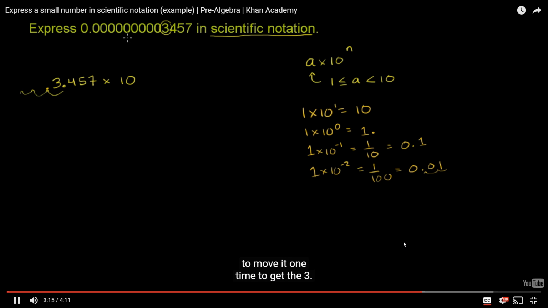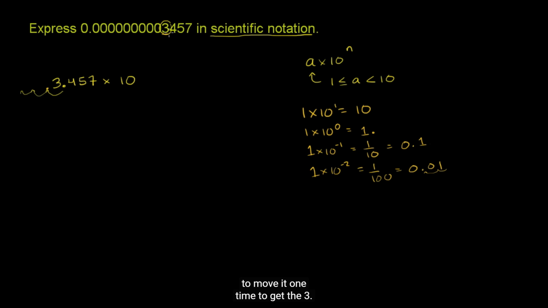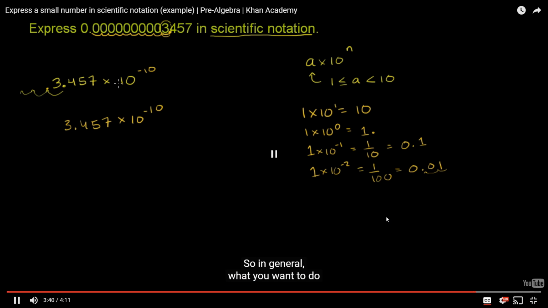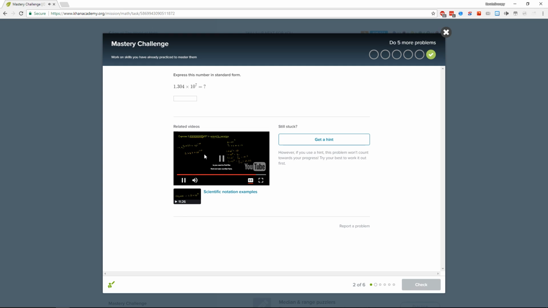So we have to move it 1 time to get the 3. If we started here, we're going to move 1, 2, 3, 4, 5, 6, 7, 8, 9, 10 times. So this is going to be 3.457 times 10 to the negative 10 power. Let me just rewrite it. 3.457 times 10 to the negative 10 power. So in general, what you want to do is find the first non-zero.